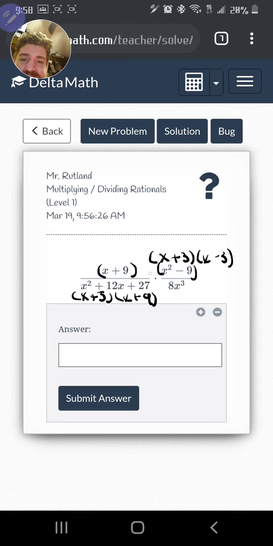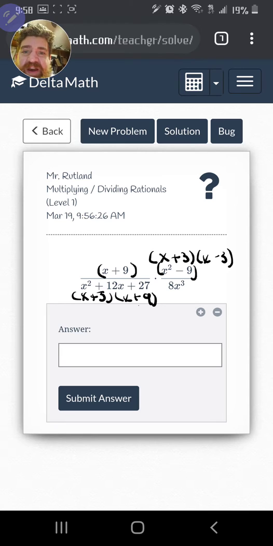But let's just see what matches up as it sits right now. So we've got x plus 9, x plus 3, and x minus 3. Those are the three factors in the top. We have x plus 3, x plus 9, and 8x cubed. Those are the three factors in the bottom. Well, it's actually more than 3, but those are the factors in the bottom.